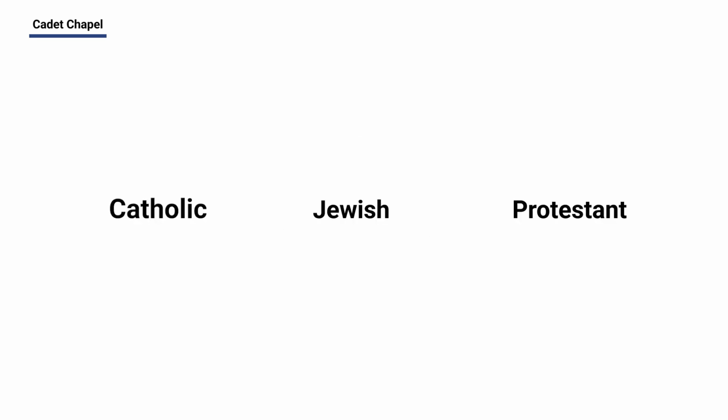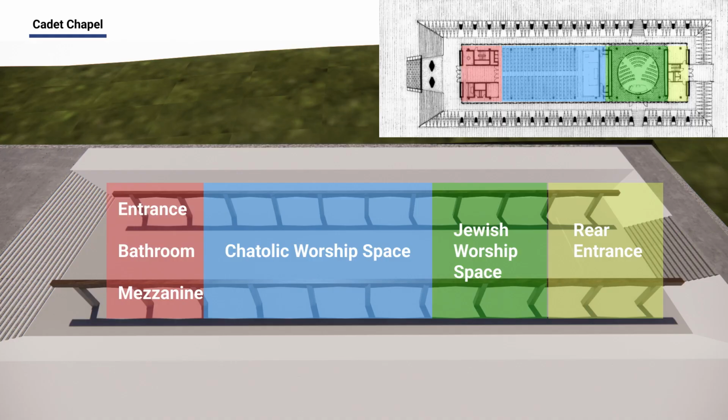Going into further detail of each floor, explained in previous presentations, the Cadet Chapel is a worship space for multiple faiths under the same roof. It is mainly separated into three different groups of religious worship: the Catholics, the Jews, and the Protestants. Among these, the worship chapels for Catholics and Jews were located on the first floor.